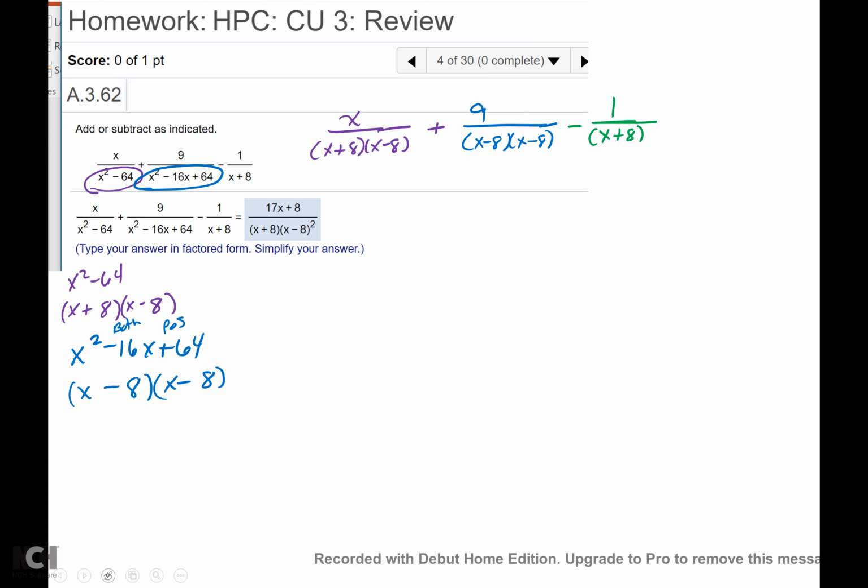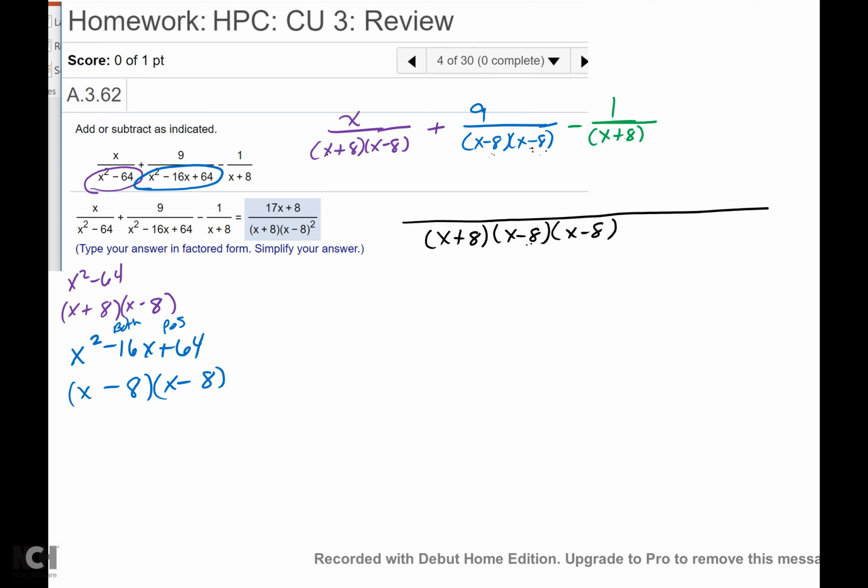So now what I have to do is rewrite these denominators as the same denominator. So I need to figure out my common denominator. This denominator says I need 1 copy of x plus 8 and 1 copy of x minus 8. This denominator says I need 2 copies of x minus 8. Well, I already have 1, so I need another. And this says I need a copy of x plus 8, which I already have. So that would be my common denominator.